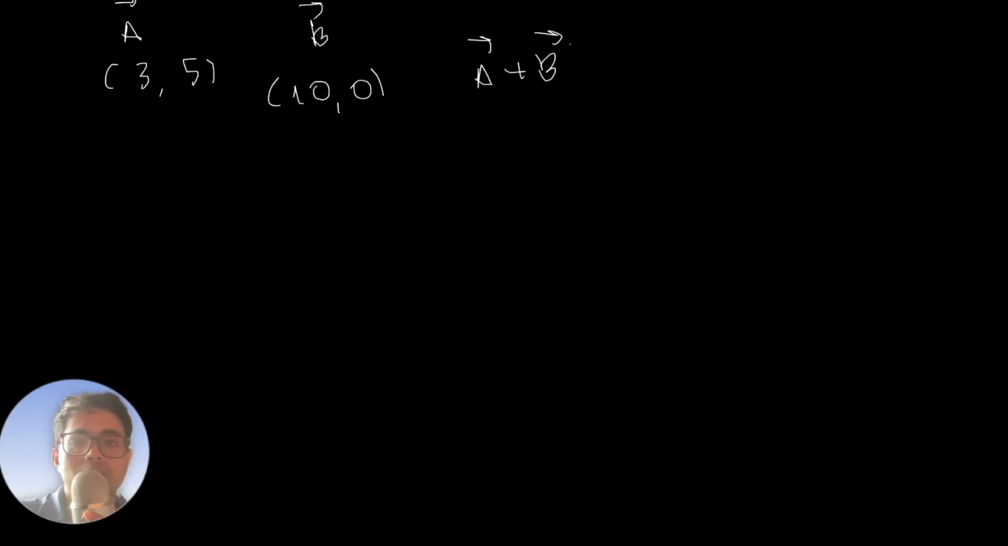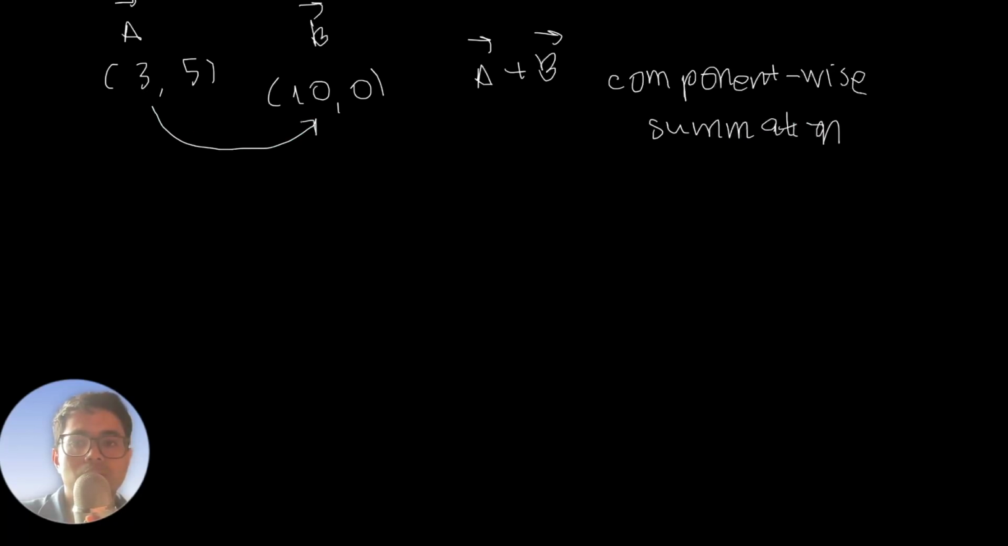We can also represent this in component form. If this is 3, 5, and this is 10, 0, then A plus B is a component-wise summation. So that means this plus this part and this one plus this part, and you will get 13, 5.